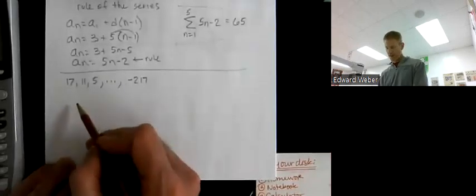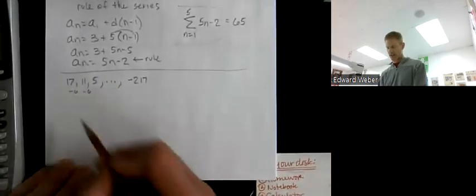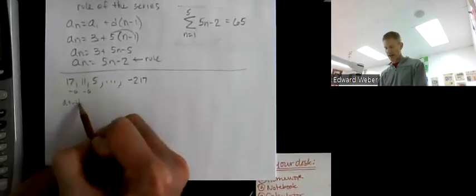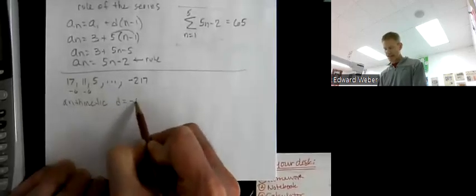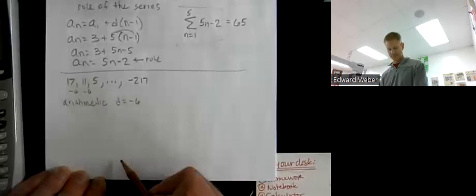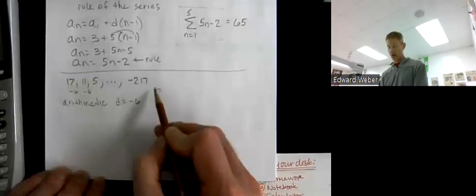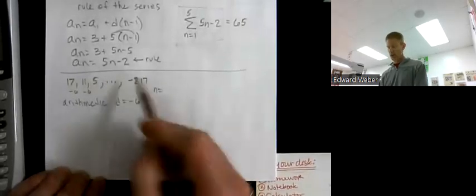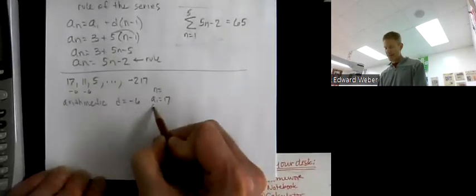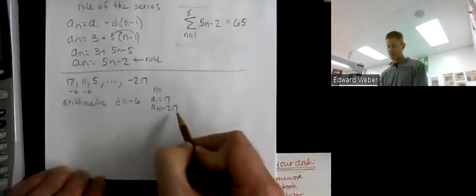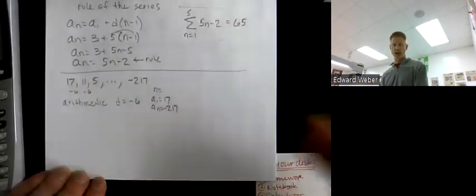So what we're going to need to focus on is that these numbers are changing by negative 6. So we know this is arithmetic. And our common difference is negative 6. We know the n, or we're looking for n actually, right? We need to know what n is. We know what a of 1 is. We know what a of n is. But what we don't know is how many terms does it take to get up to that point.